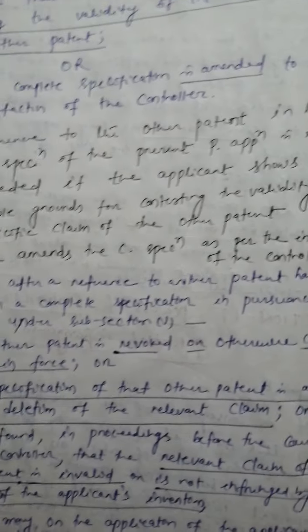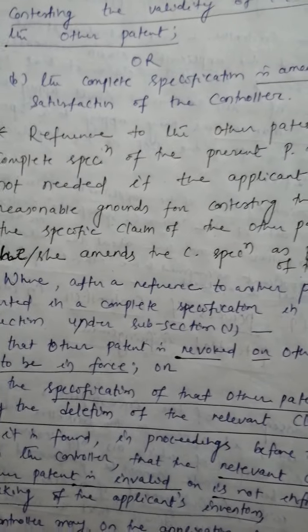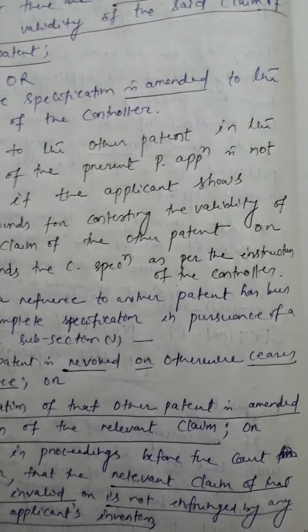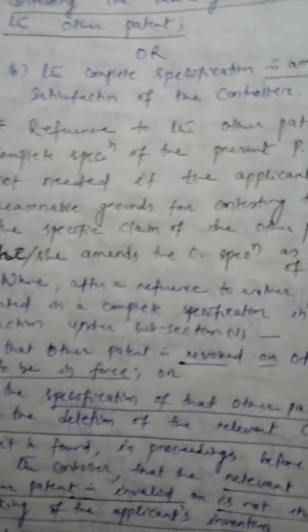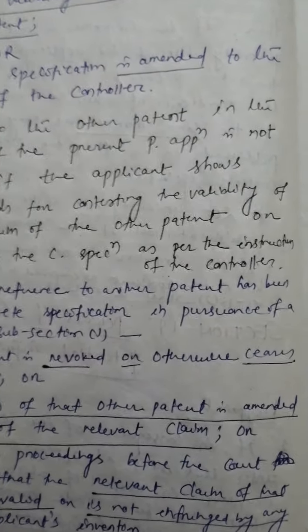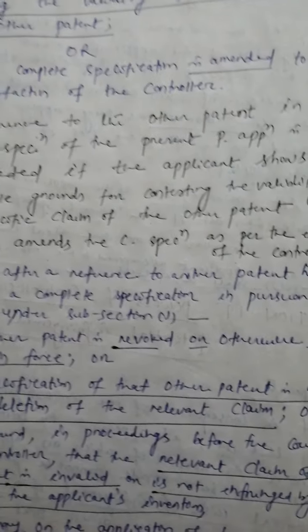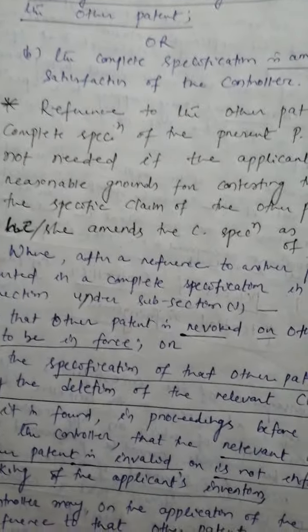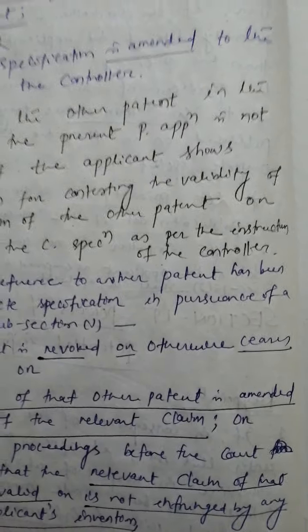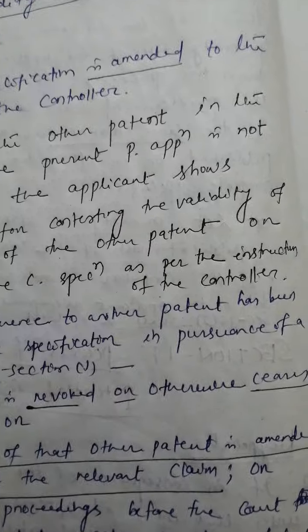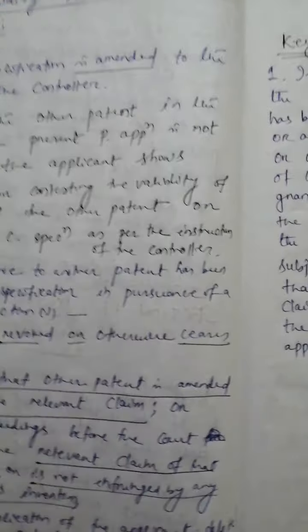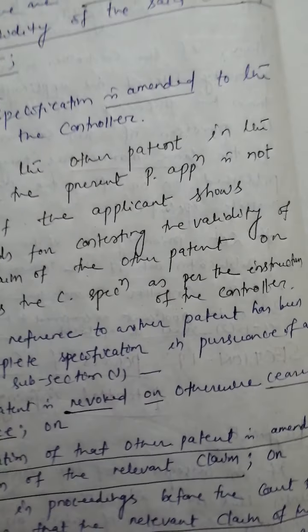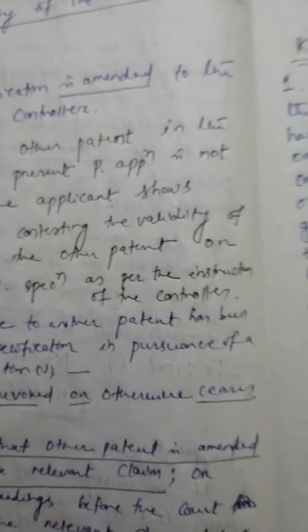See, reference to the other patent in the complete specification of the present patent application is not needed if the applicant shows reasonable grounds for contesting the validity of the specific claim of the other patent, or he or she amends the complete specification as per the instructions of the controller, or we can say up to the satisfaction of the controller. Though it is very easy to understand right now, still I will explain in some more detail.